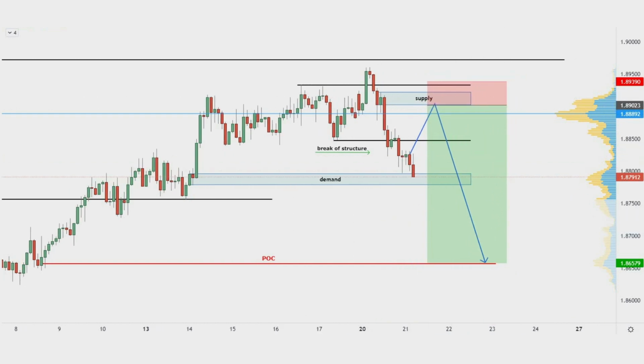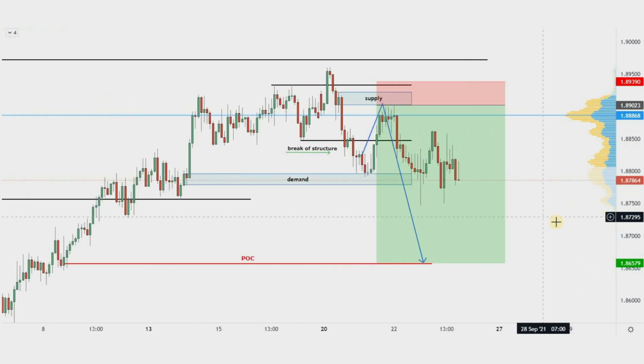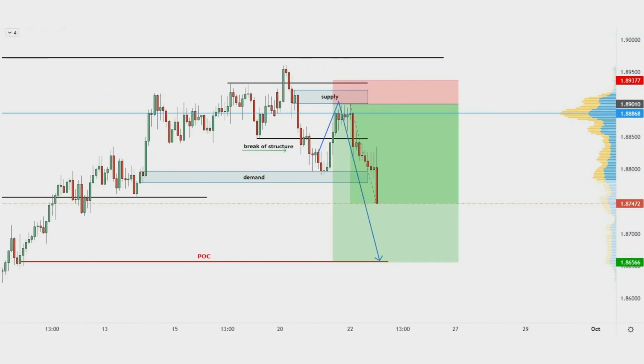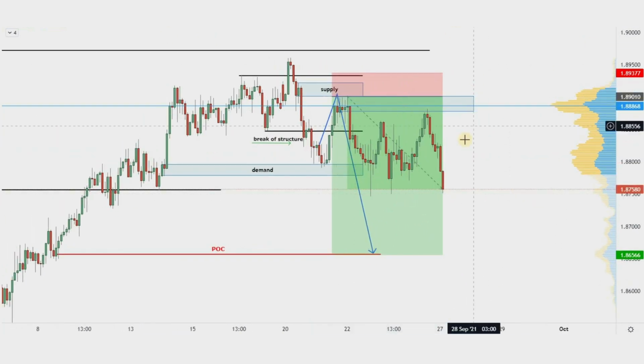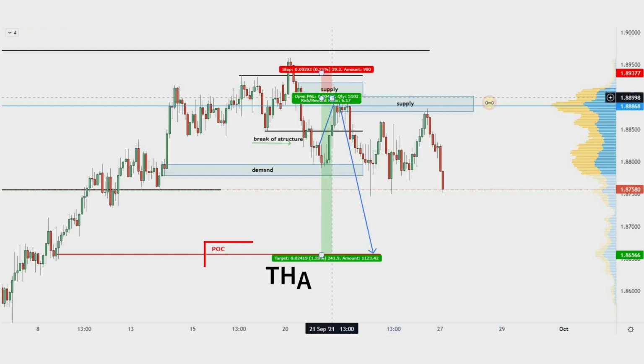Price pulled back perfectly to the supply zone and dropped sharply. Our long wait has been rewarded. After the first impulse price made a long consolidation and then reached our final target.